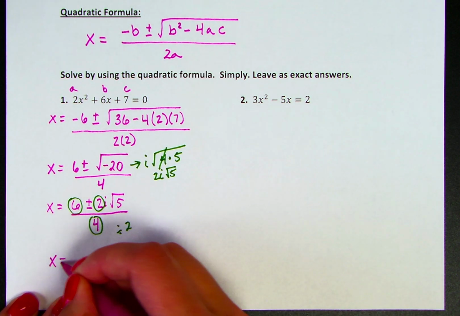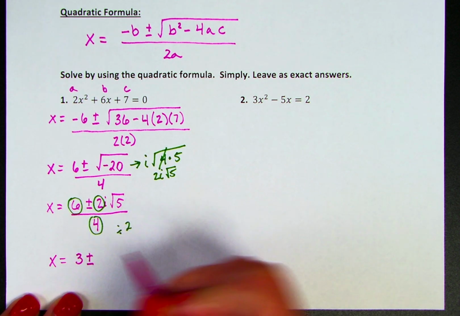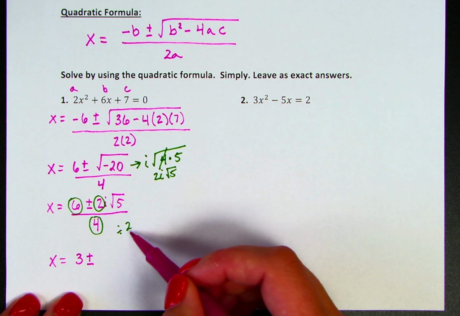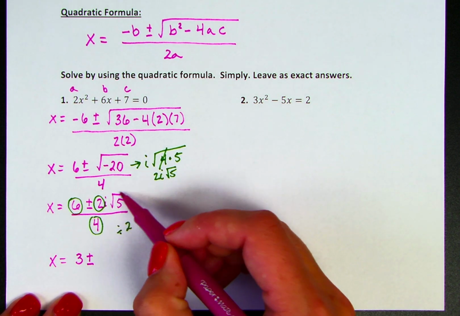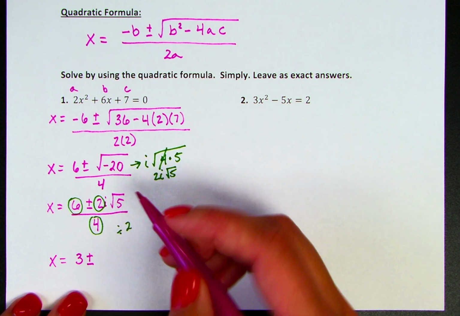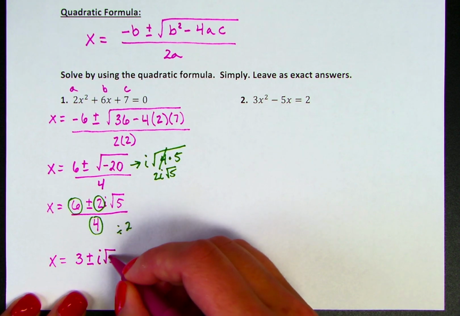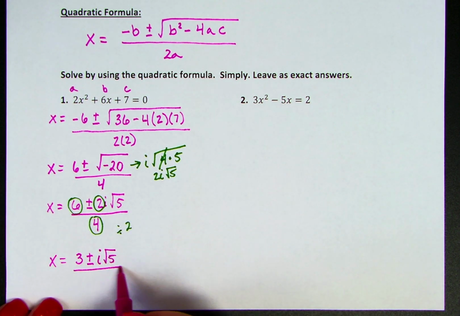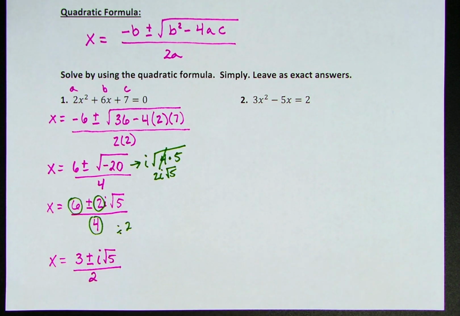So x equals 6 divided by 2 is 3, plus and minus 2 divided by 2 is 1. And because that 1 is going to be multiplied to this i squared of 5, I don't need to write it. But if you prefer to write the 1, that's fine. So this will just become 1i square root of 5. And then this is all over 4 divided by 2, which is 2.